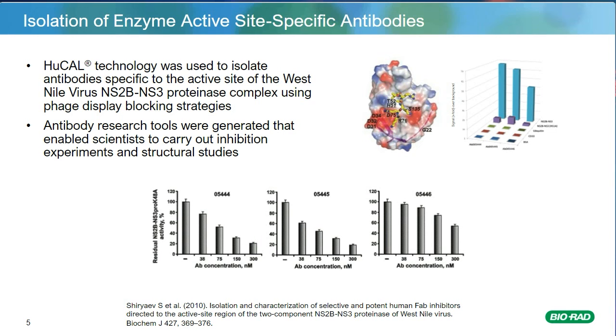The customer then went on to use these antibodies to show that they efficiently inhibited the catalytic activity of the proteinase. This indicates that the antibodies we generated are active site specific. And the 3 graphs on the bottom of the slide show the results of an experiment where, prior to the addition of the enzymatic substrate, the antibodies are pre-incubated with the protein. And what you can see is that they inhibit the catalytic activity in a dose-dependent manner.